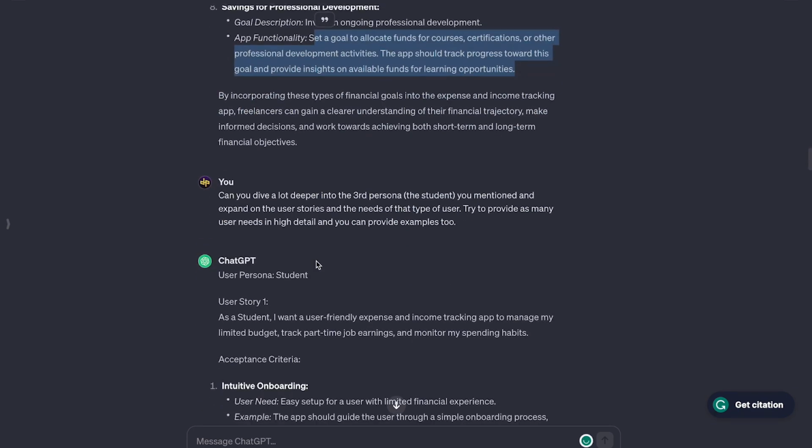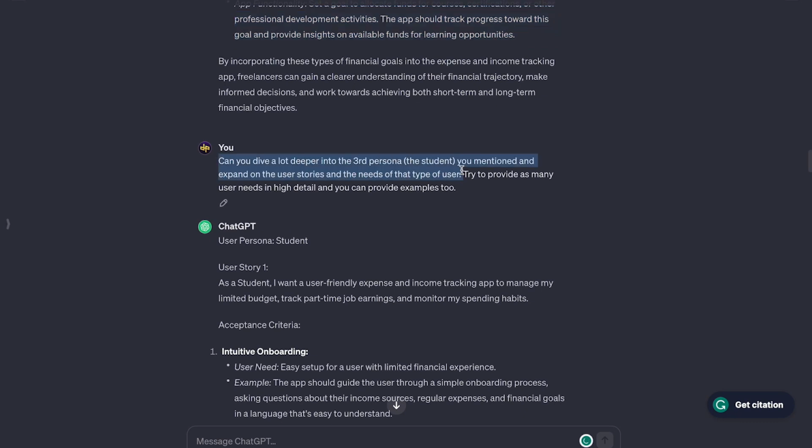Okay. Now, the other thing that I did was I said, can you dive a lot deeper into the third persona, which is basically the student, and try to expand on the user stories and the needs of the user, and try to provide as many user needs in high detail that you can, with examples.